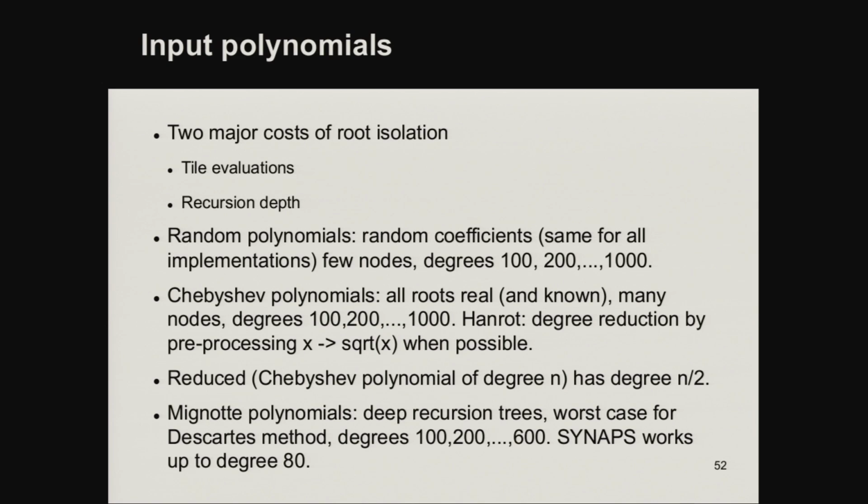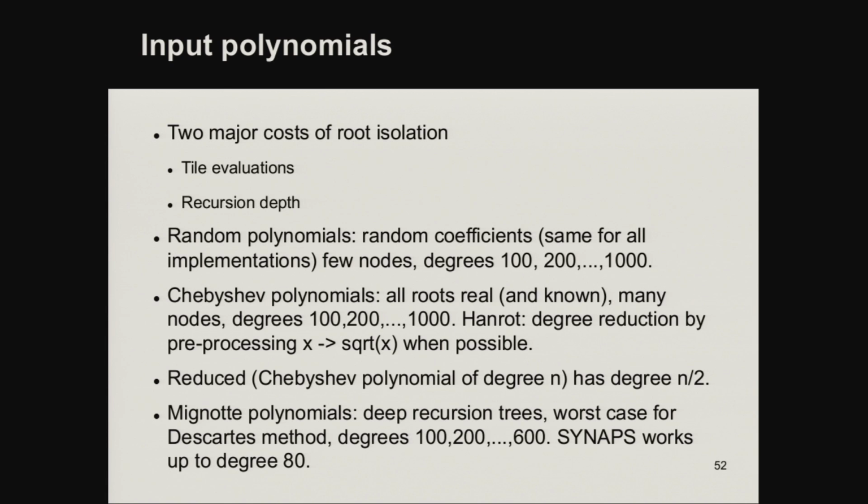Now we can go on and start measuring. What we were looking at before is the cost of processing those nodes in that recursion tree. Now we're going to look at actually processing the entire recursion tree. And there are two major costs in there. There's the tile evaluations, which is more or less the number of nodes, but also has a little bit to do with how big the numbers are for the coefficients. And then there's the depth of the tree. Obviously, every node has to be processed. If you have lots of nodes, you're going to do a lot more work than if you have fewer nodes.